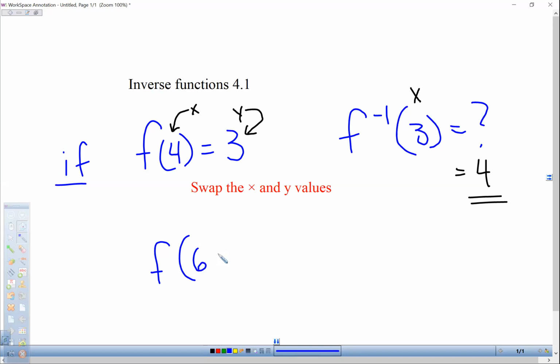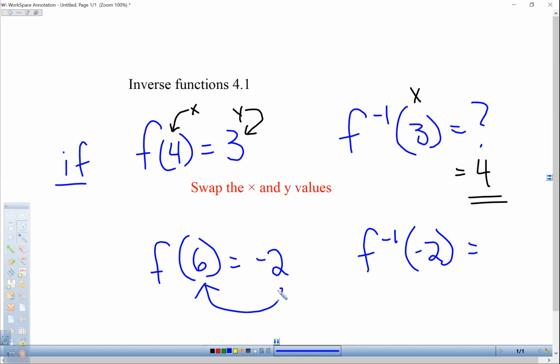If I have f of 6 equals negative 2, and they want to know the inverse function of negative 2, well, that answer would be just, again, switching these values. So the inverse function would be 6. And that's it. That's really all you're going to do for these problems, just swap the x and y values. So I've got one more video on inverse functions. I'll go over that in a second video.